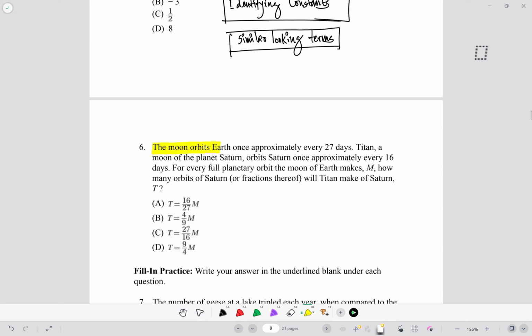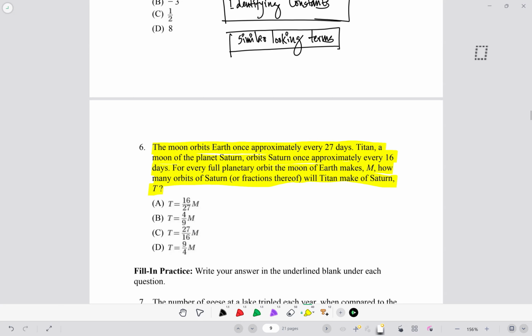The moon orbits Earth once approximately every 27 days. Titan, a moon of the planet Saturn, orbits Saturn once approximately every 16 days. For every full planetary orbit the moon of Earth makes, M, how many orbits of Saturn or fractions thereof will Titan make of Saturn, T?